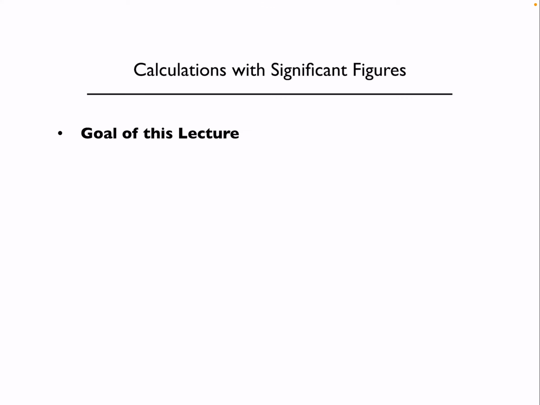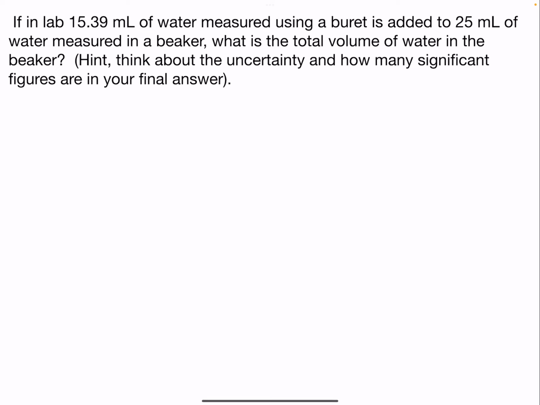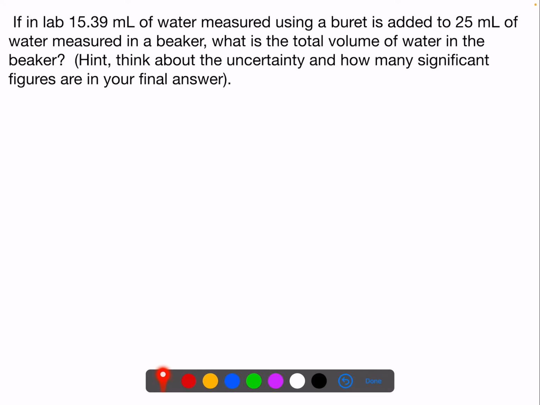The goal of this lecture is to understand how to use significant figures when we're performing calculations. And so let's start off with a problem that we can talk through. In our lab we measure 15.39 milliliters of water using a burette, and we add that to 25 milliliters of water measured in a beaker. So the question then is, what is the total volume of water in the beaker?